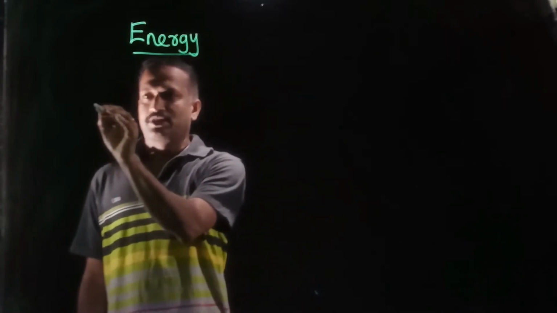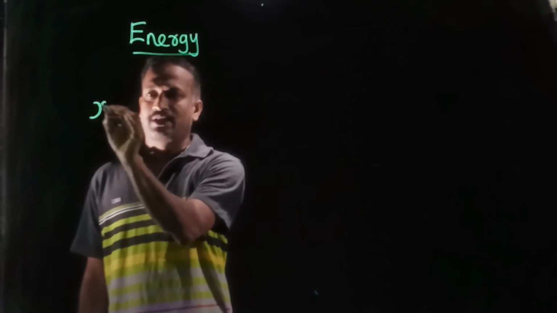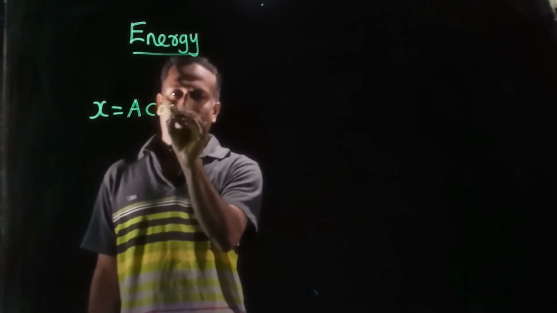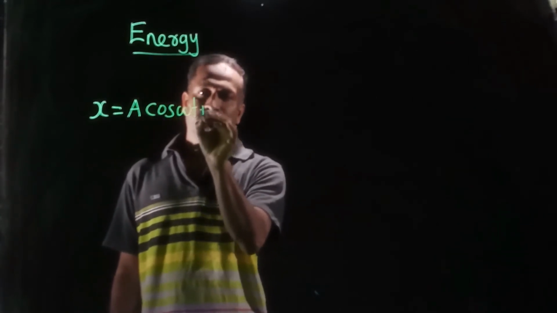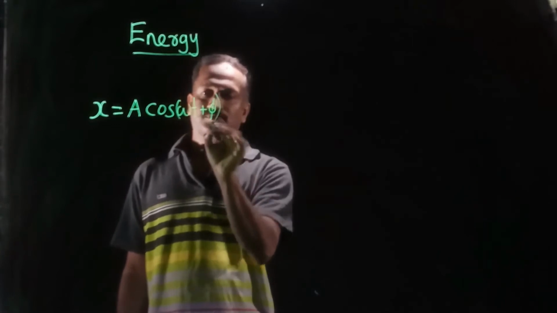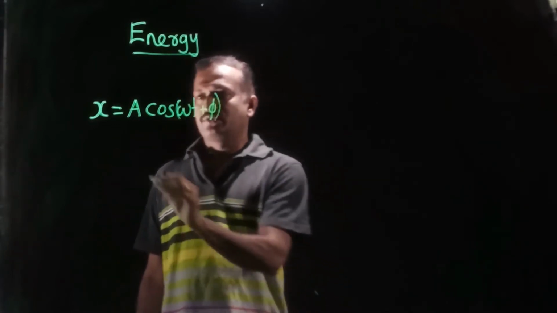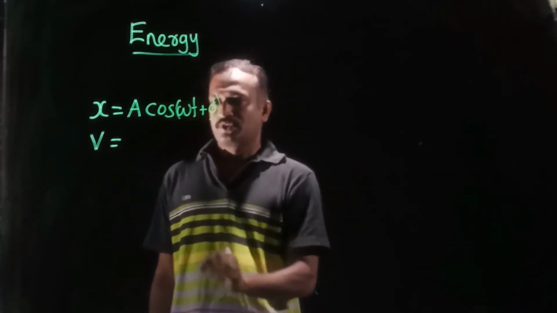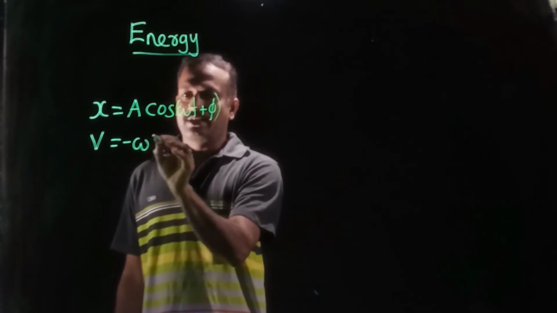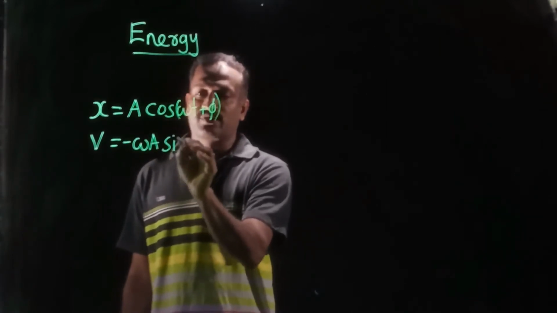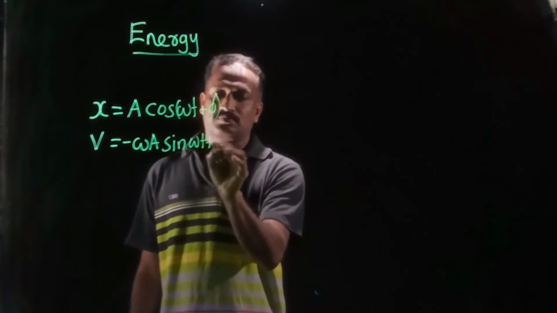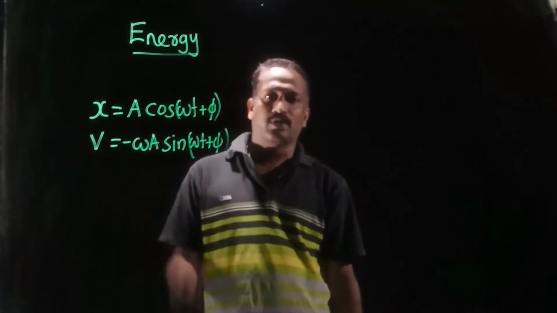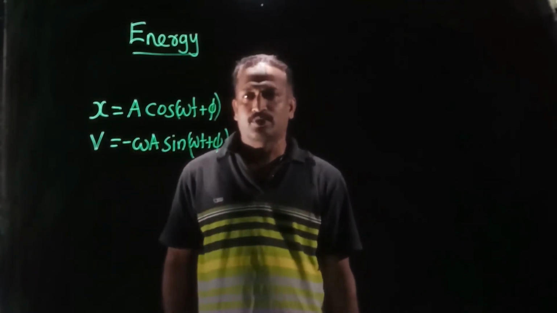For a harmonic oscillator, as we learned last time, the displacement is represented by x is equal to a cos(omega t plus phi). On differentiating, we get the velocity v, or x dot, equal to minus omega a sin(omega t plus phi). This is the equation of displacement of the harmonic oscillator, and this is the equation of velocity of the harmonic oscillator.